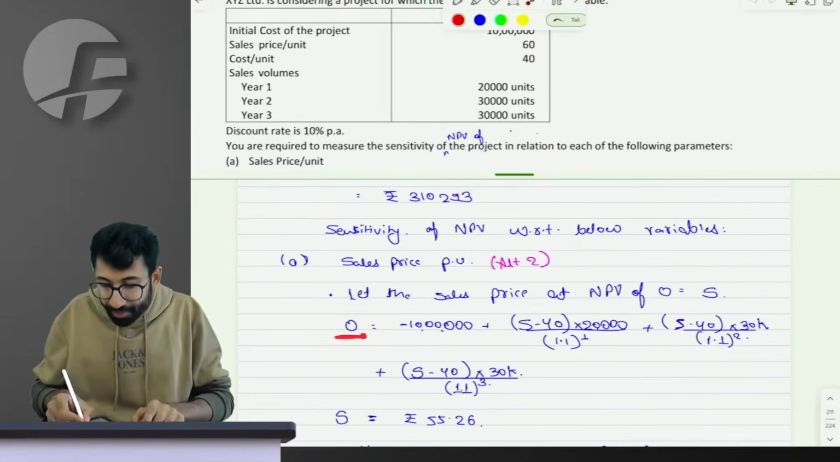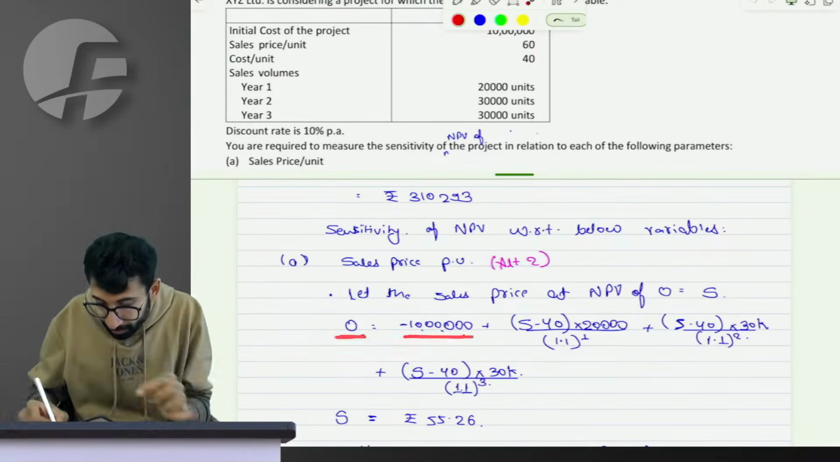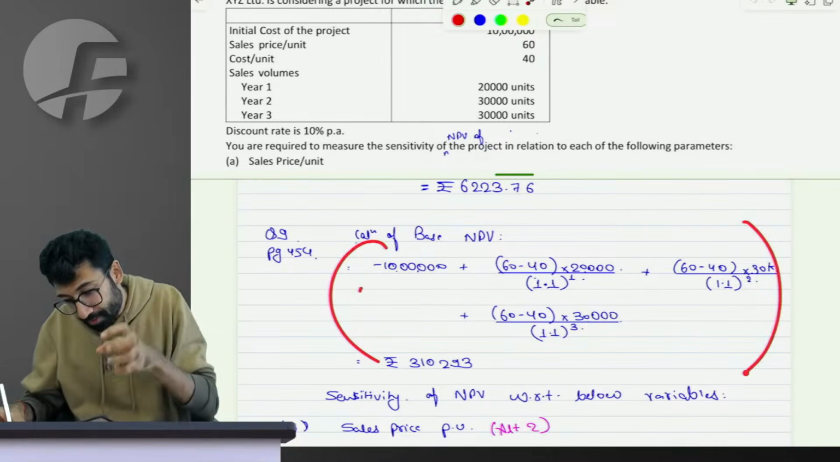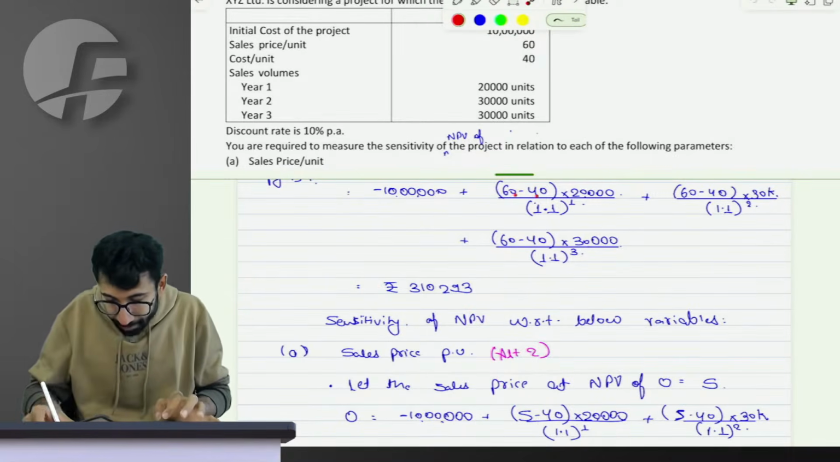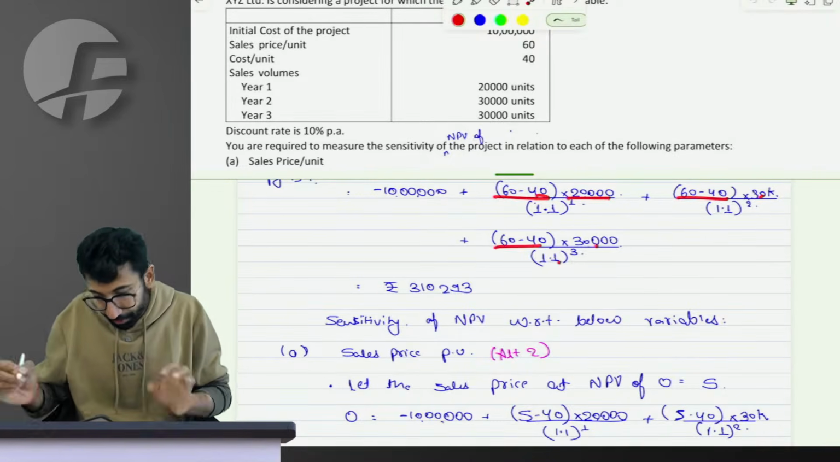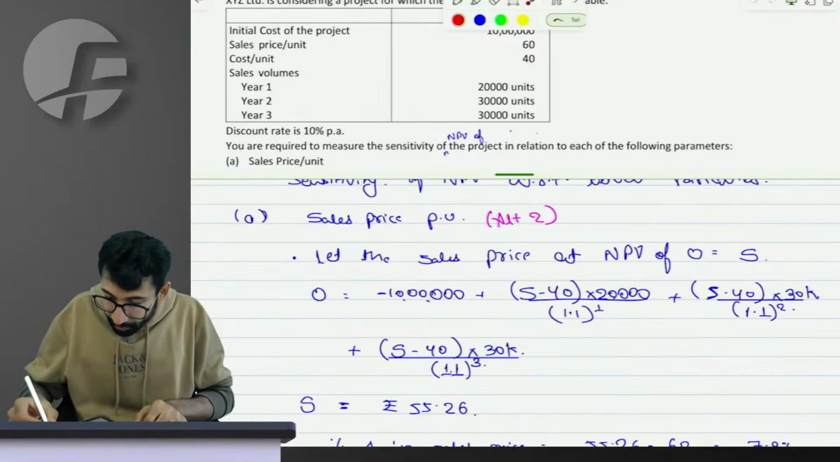To make NPV 0, the sales price... negative 1 lakh as initial outflow. Sir, you create the base equation because later on the same equation helps you to simply replace a variable. S minus 40 into 20,000, S minus 40 into 30,000, S minus 40 into 30,000, right? Sir, how do we solve it in the exam? Really easy.